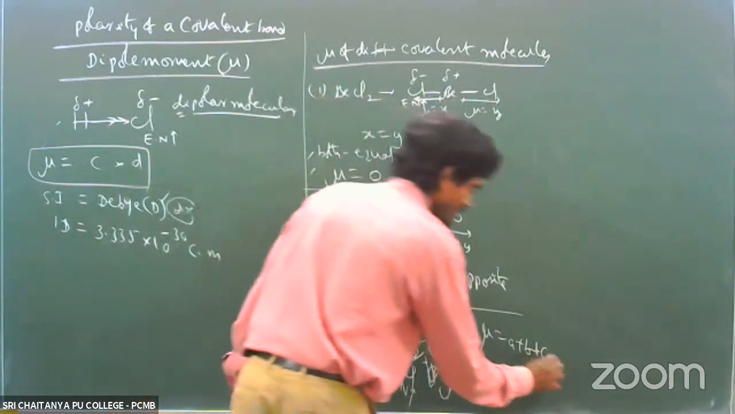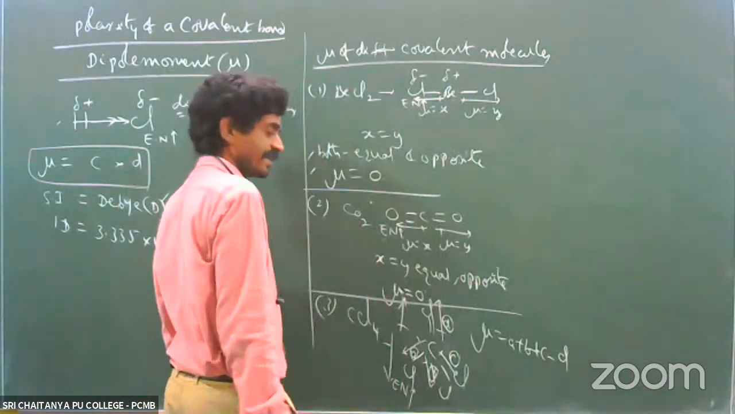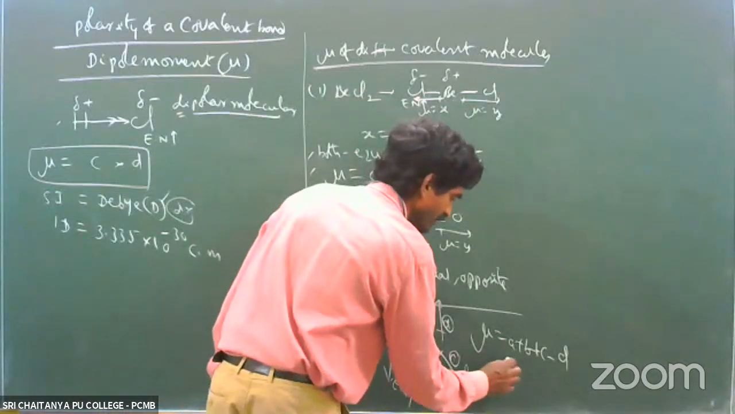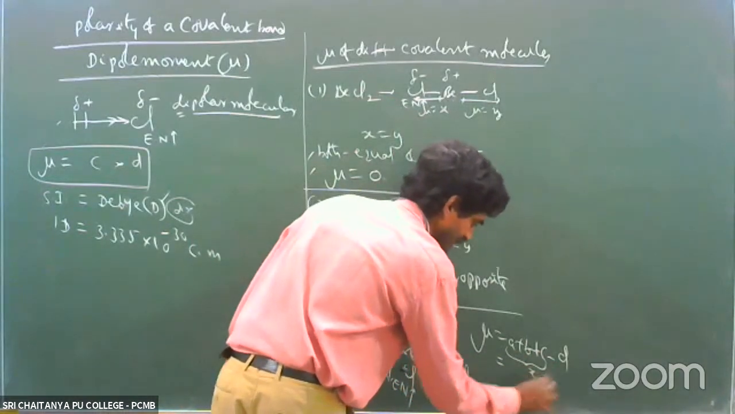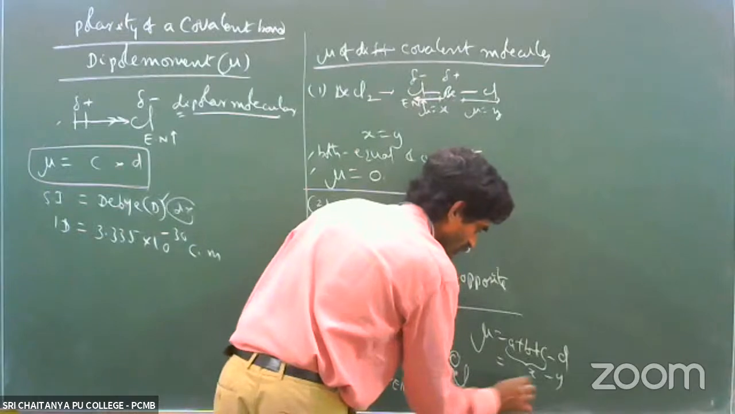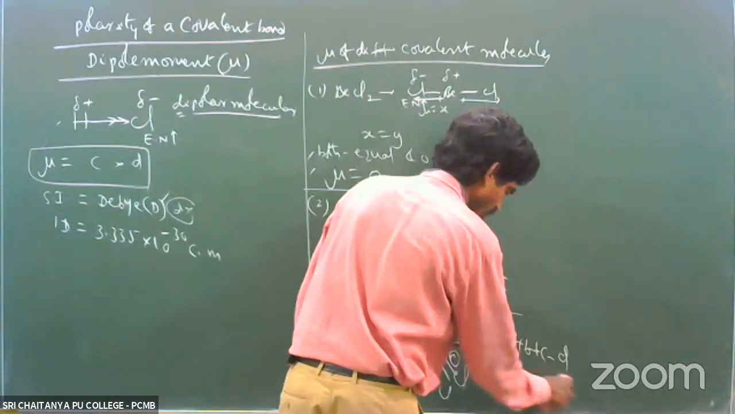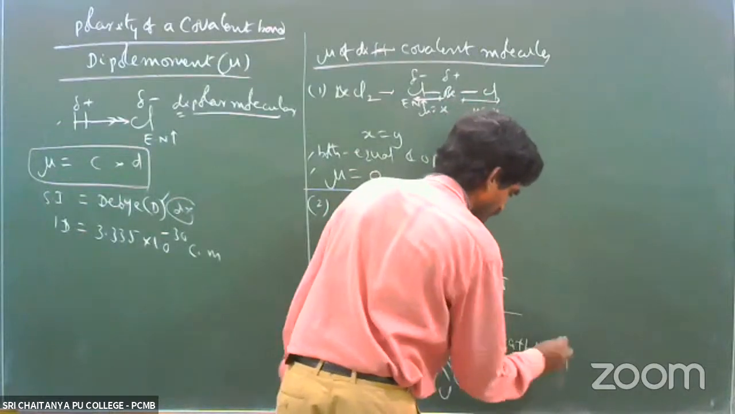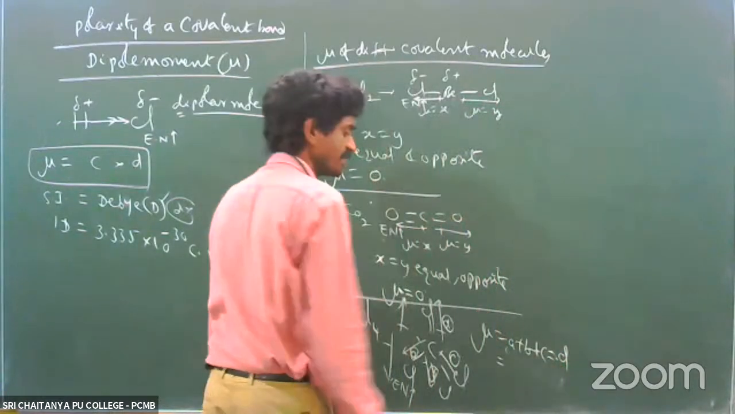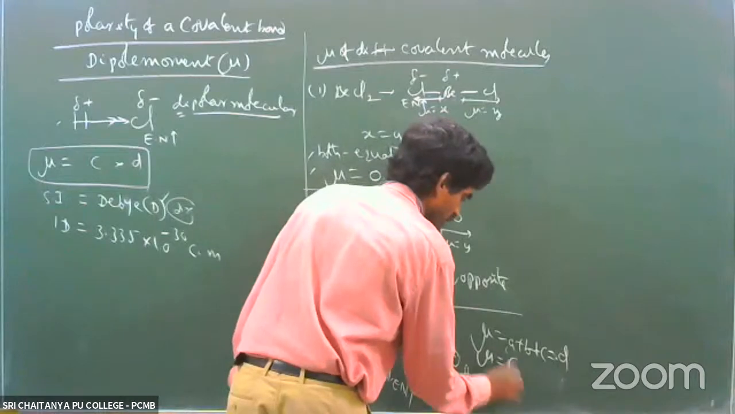That's why this is minus B, right? The sum of all these three is x, and this is y. So both are equal, right? So the sum of all these three is absolutely equal to that of B. That's why both are cancelling each other. The net dipole moment is 0.